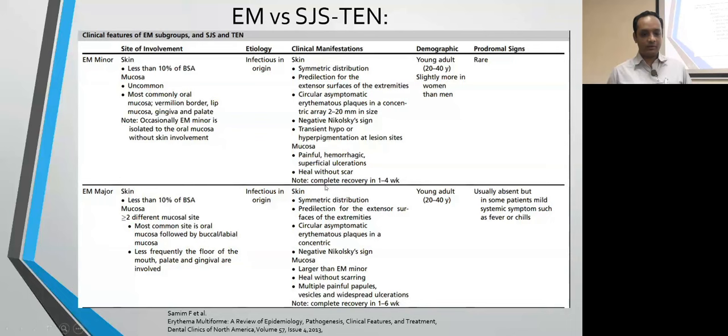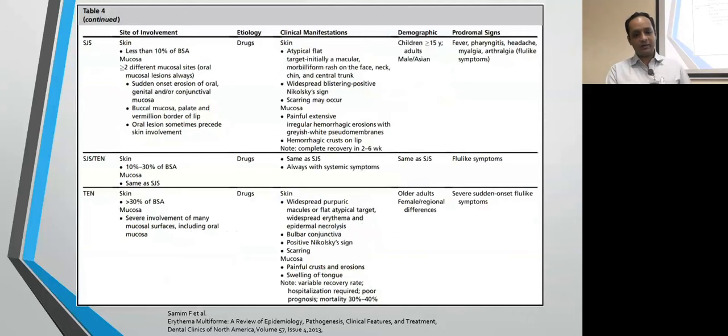So one important thing between erythema multiforme major and minor is that both have prodromal signs, which is very rare in both of them, and the skin will show symmetric lesions with a raised bullous lesion. That is the characteristic of erythema multiforme. Whereas in SJS/TEN, it's mostly an atypical flat macular lesion.